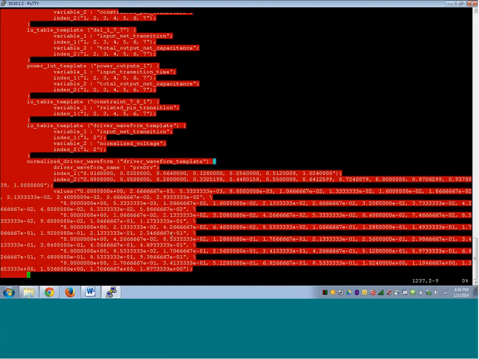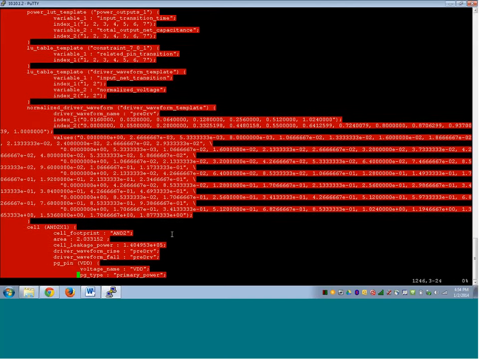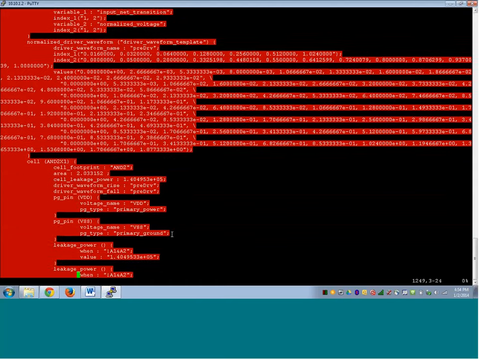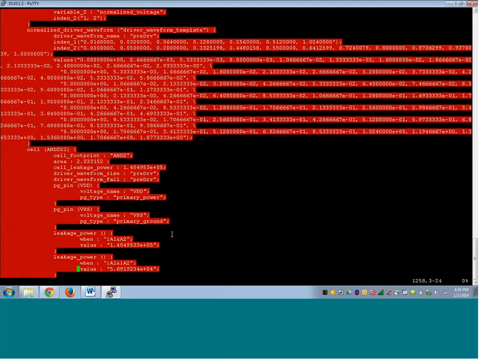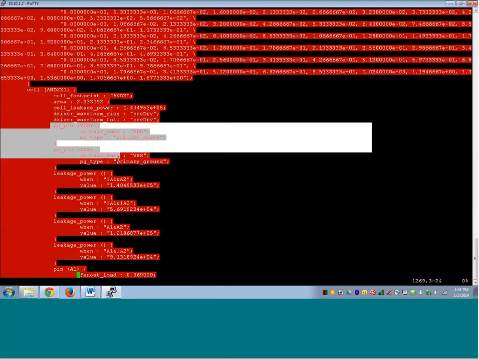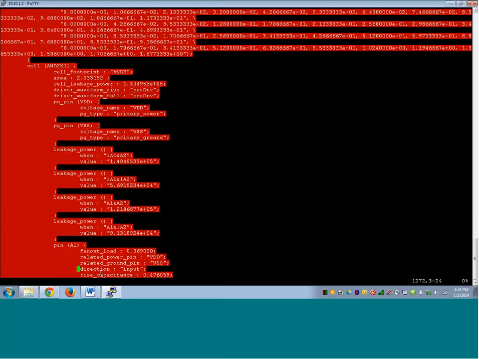Now let's see one cell. So this is the cell, an AND2X1. The area is given. The leakage power is given. Let's not focus on the PG pins for a while. I can only tell you that this PG pin is used for the low power synthesis flow, and this is outside the purview of this course.